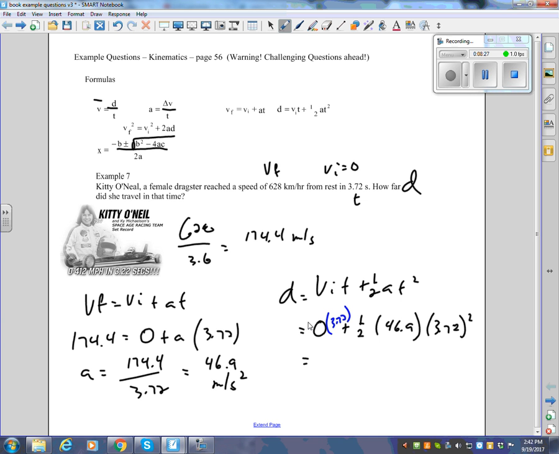So the distance is 324, I think, 324.3 meters. So pretty far. In 3.7 seconds. In 3.72 seconds. That's almost 100 meters. That's like almost a quarter mile.